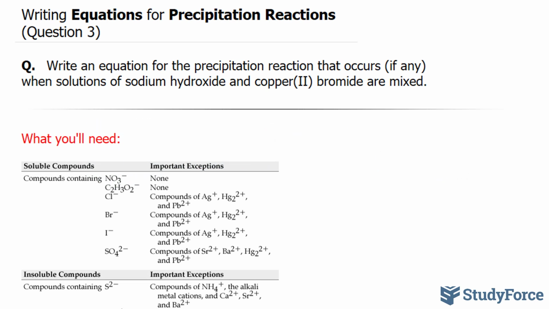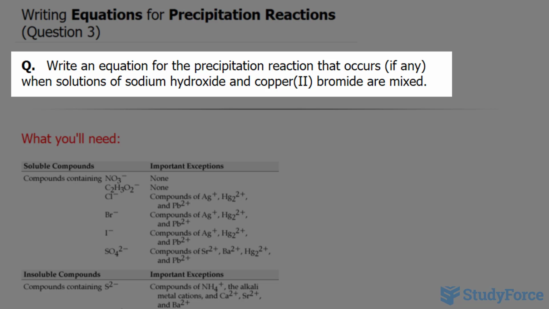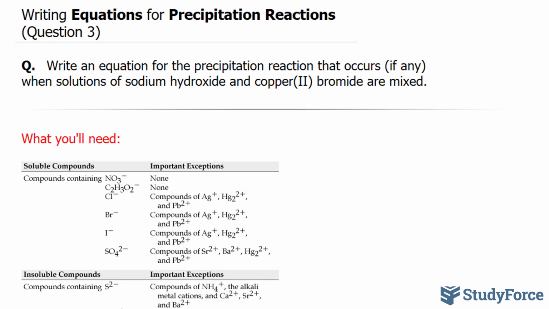In question number 3 of our series, where we write chemical equations for precipitation reactions, we're asked, write an equation for the precipitation reaction that occurs when solutions of sodium hydroxide and copper(II) bromide are mixed. Let's start by converting these two names into their chemical formulas.